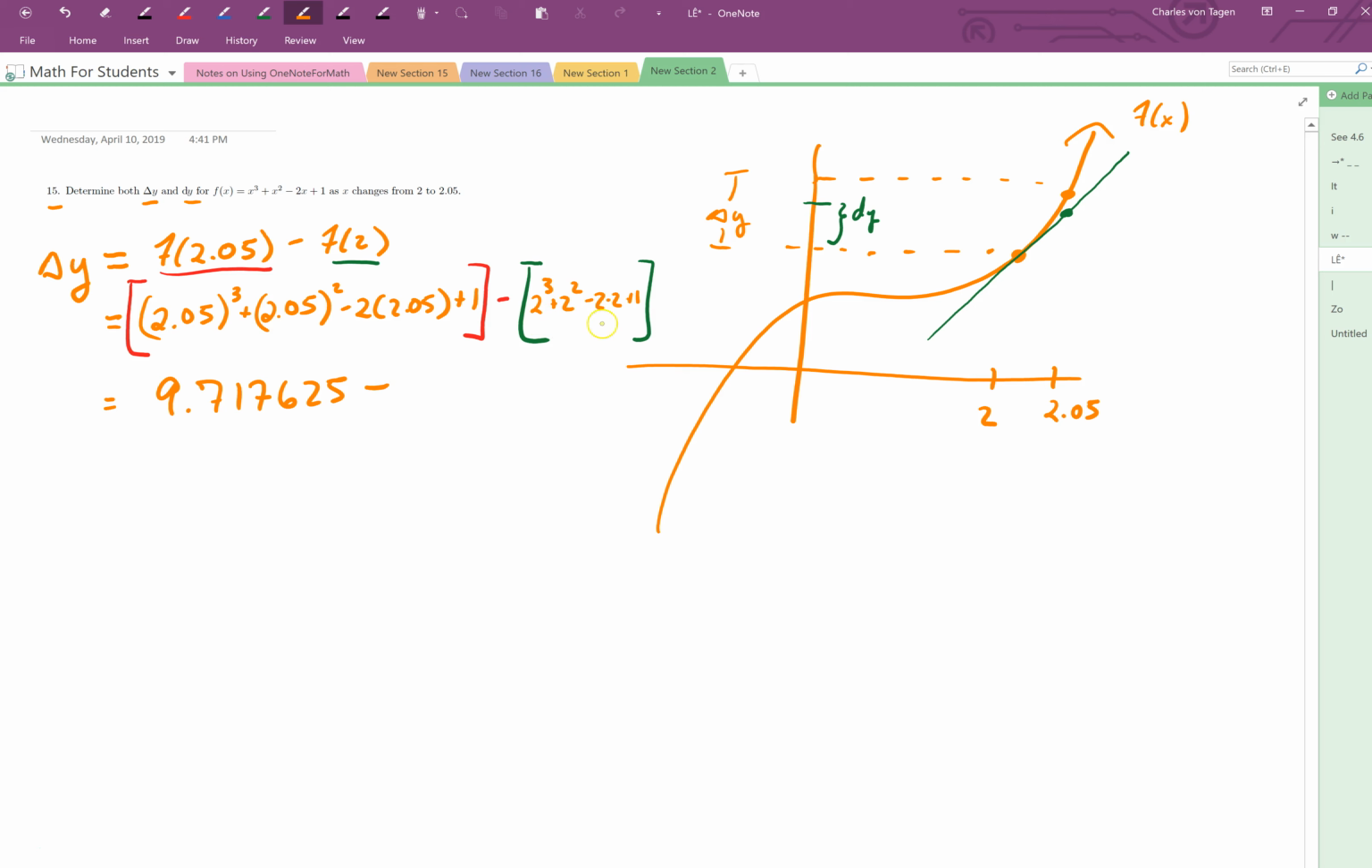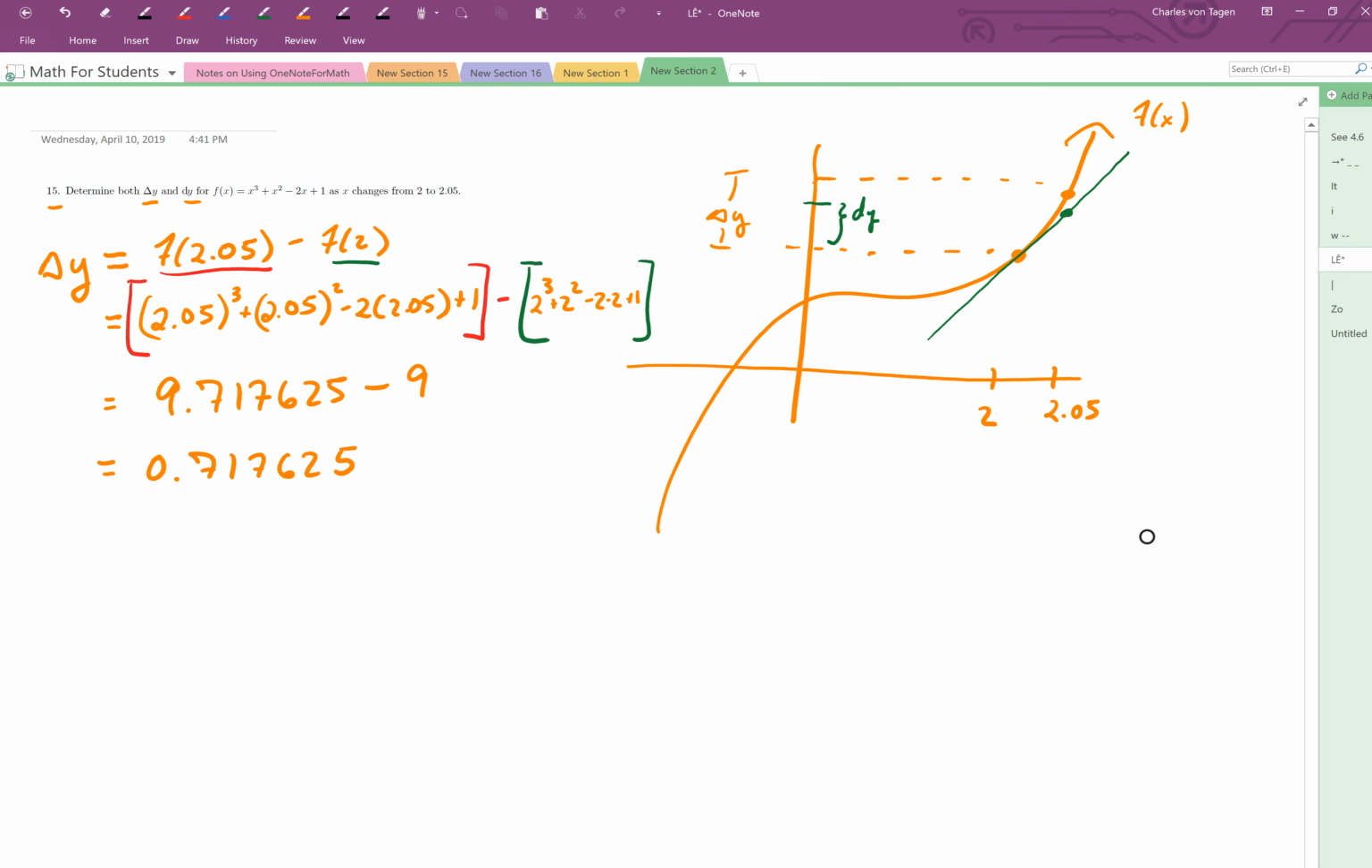Minus, and then if I calculate f of 2 here, well, that's 2 cubed is 8, plus 4, minus 4, so I'm at 8, plus 1 is 9, and so I get that delta y, accurate to 5 decimal places, is 0.717625. And the idea is, folks, this is the actual distance, the true distance between the y value f of 2 and the y value f of 2.05.